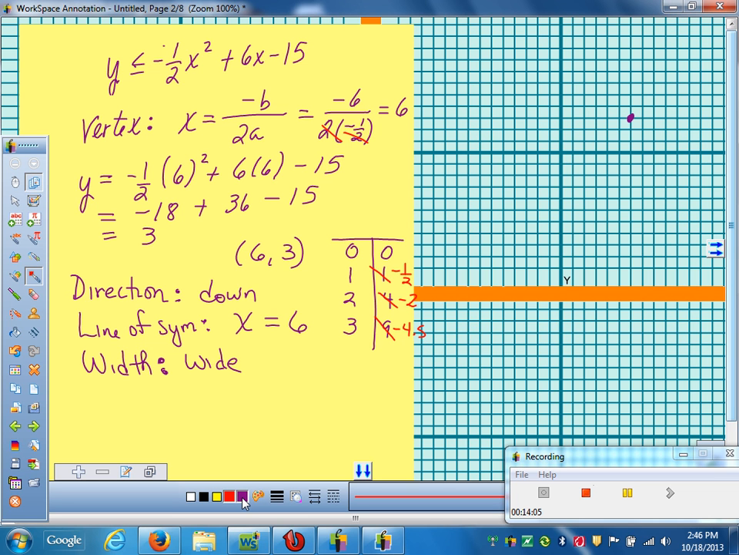So if I go plot that, from this new vertex we plotted, we would go 1 over and a half down on each side, 2 over, 2 down, 3 over, 4 and a half down.